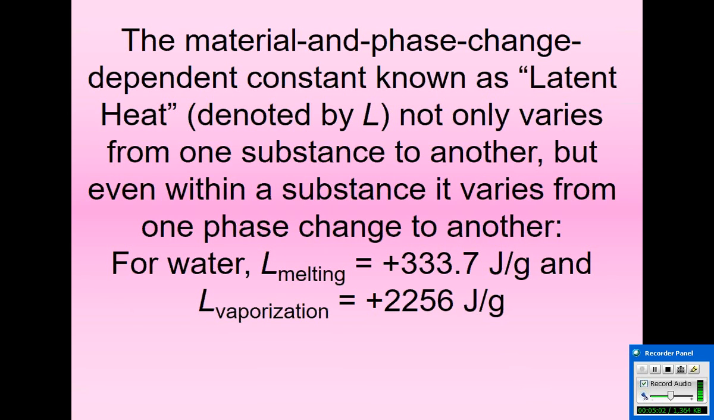For instance, we can take a look at water. Water has a latent heat for melting of positive 333.7 joules per gram. So in other words, if I have a gram of ice and I want to melt it into a gram of water, I need 333.7 joules. On the other hand, that same gram of water, if it's at the boiling point, if I want it to go from entirely liquid water to entirely steam, that same gram of water requires almost 10 times as much energy, 2,256 joules.